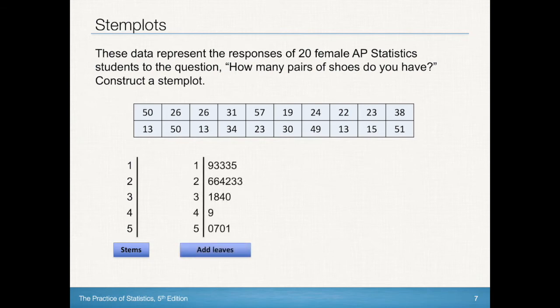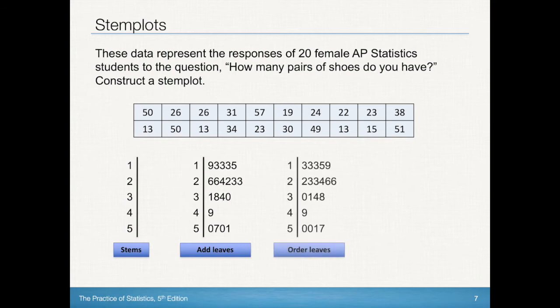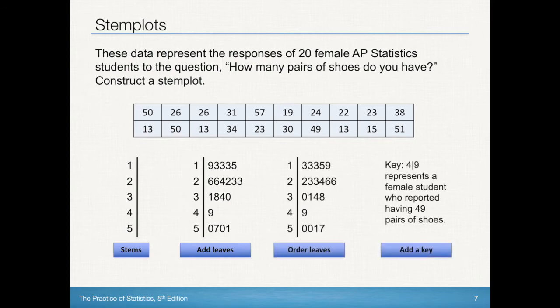Now I did this without arranging it numerically first. I just went through the data table and I found that when my stem is a 1, the first value is a 9, and then the next one's a 3, and a 3, and a 3. And you absolutely represent the repeats because, again, we're trying to create a graph that represents the distribution and represents the data itself. Once we have all the leaves, we're actually going to put them in order, and then we're going to add a key that shows us what it represents.